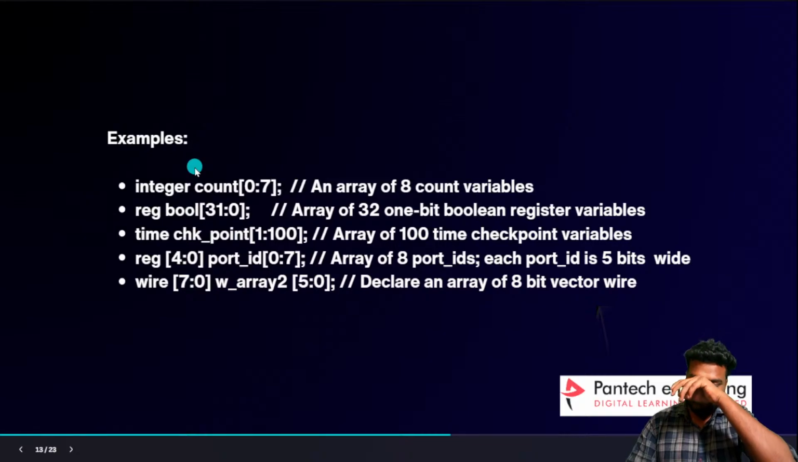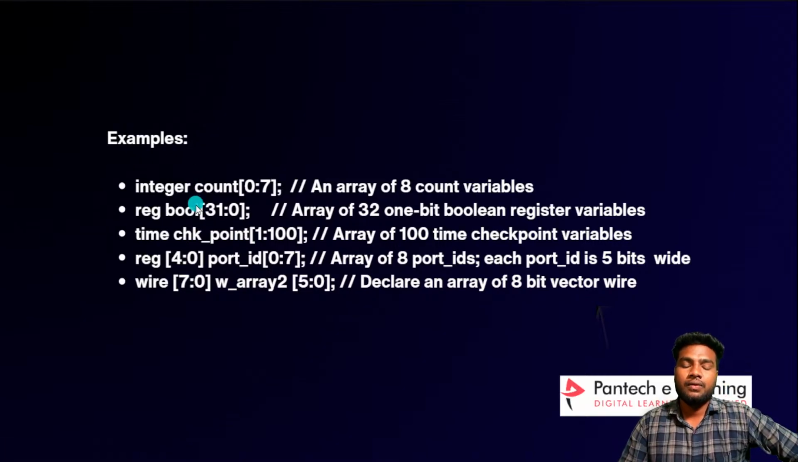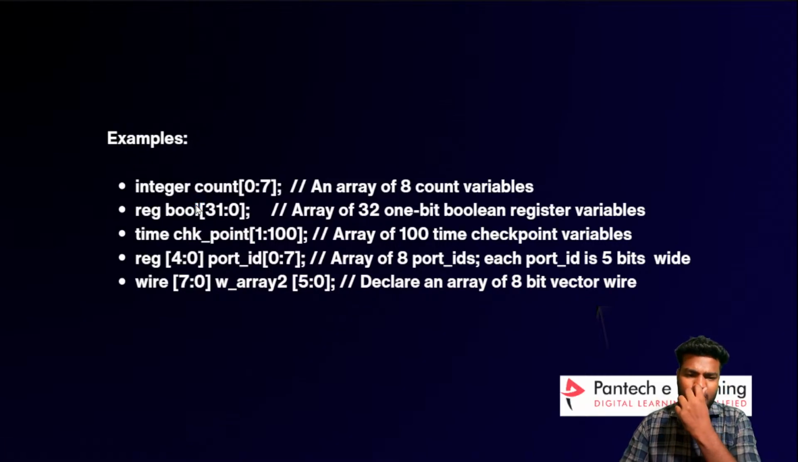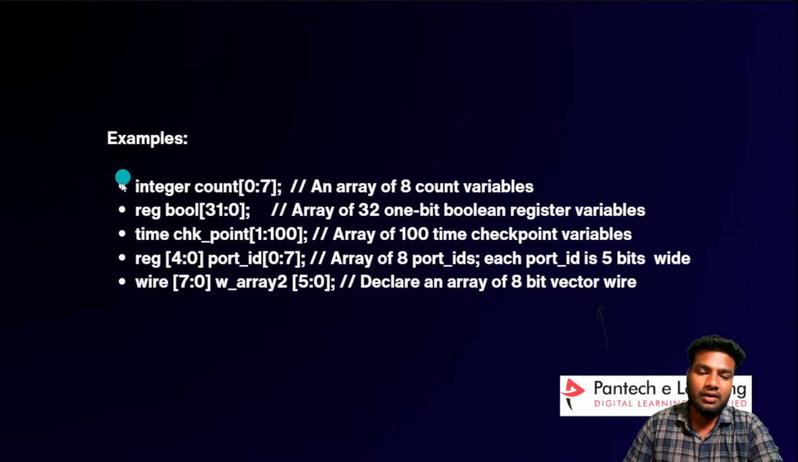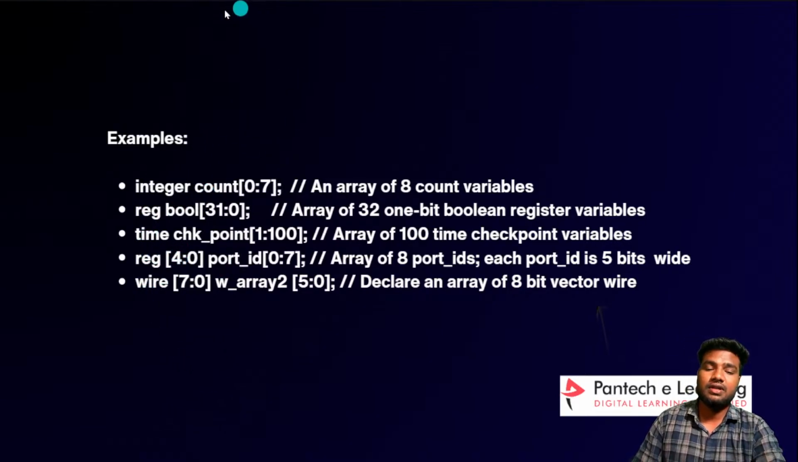So this is the array formation in Verilog. Firstly, we have to write the data type, like reg, integer, time, wire, whatever you want. These are the data types for which we can write an array in Verilog: integer, reg, time, and wire.